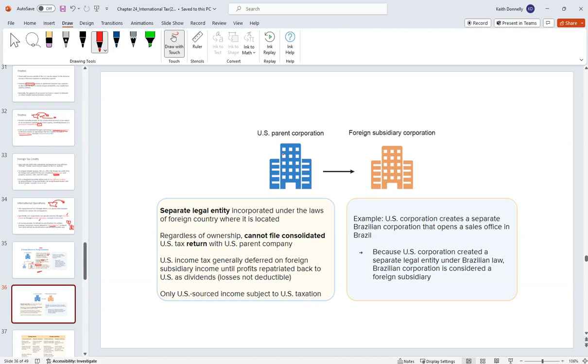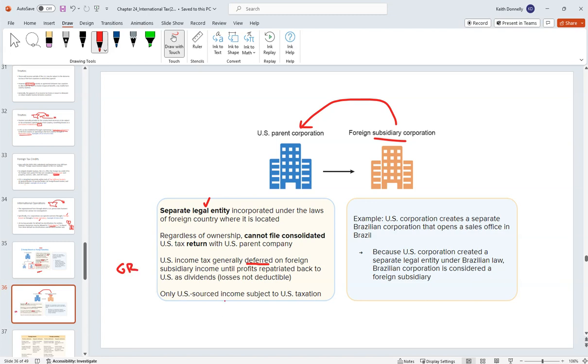In distinction to a branch, we can open up a foreign subsidiary. This is going to be a separate legal entity incorporated under the laws of the foreign country. One of the things here is we can't file a consolidated U.S. return with the parent company. U.S. income is generally going to be deferred on foreign subsidiary income until we repatriate it back. We did talk about that participation exemption if you qualify. And to the extent it has U.S. source income, it's going to be subject to U.S. taxes. The general rule is we defer.